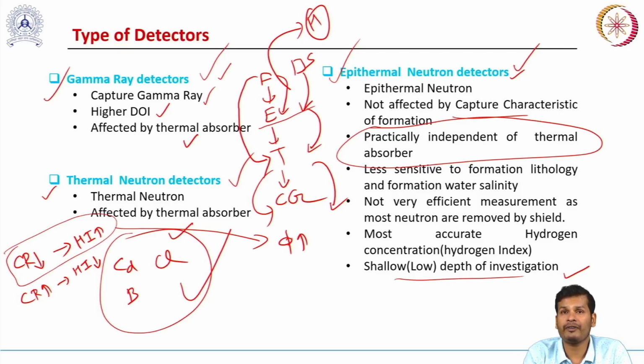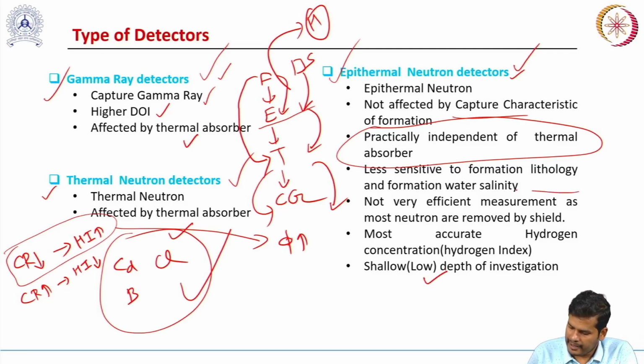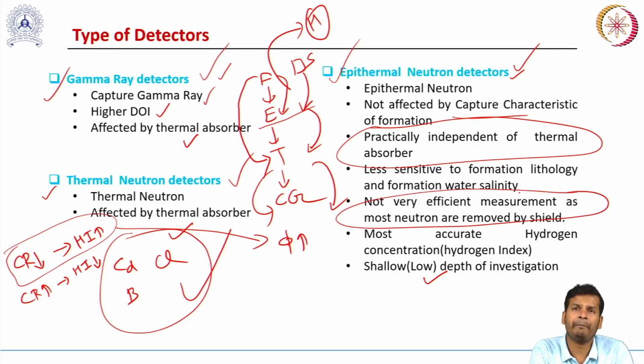But there is a problem with the epithermal neutron detector. It has a shallow or low depth of investigation, and it does not give a very efficient measurement, because when we are counting the epithermal neutron, we are only counting the epithermal neutron. The thermal neutron population will be removed. So basically the detector is the same. At any instant, the neutrons reaching the detector are still the same.